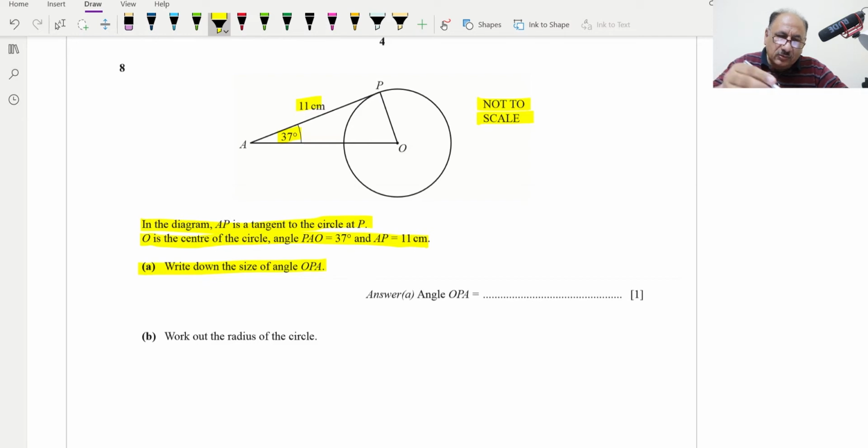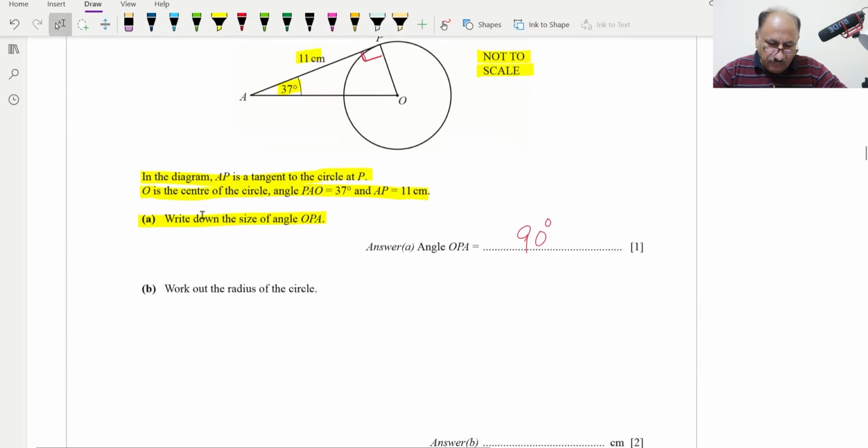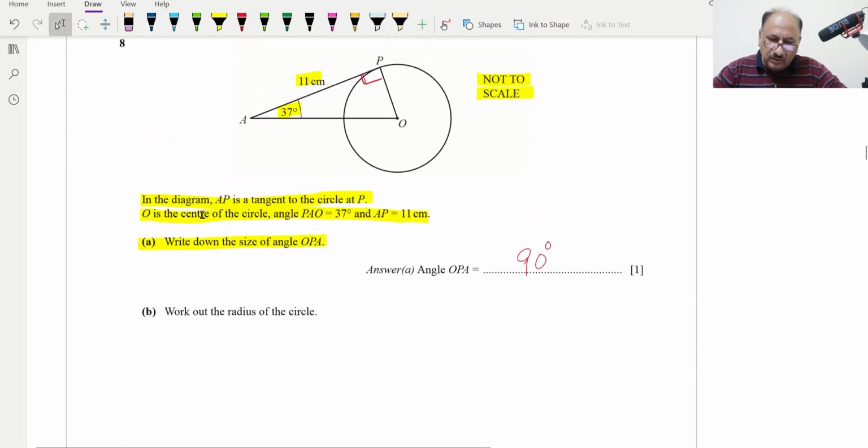OPA is required. Basically, this angle is required, and we know the tangent and radius make an angle of 90 degrees. So this will be 90 degrees. And then work out the radius of the circle. Radius of the circle means we require what? We require OP. This side is required.